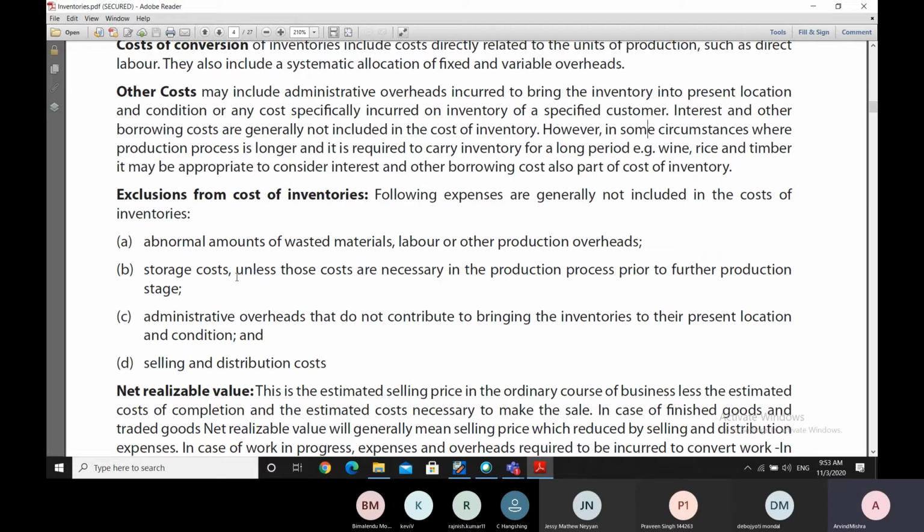in the cost of the inventory, because once the inventory is made, it is prepared, it is just kept somewhere. Now, if the inventory is kept somewhere, the storage cost will not be included in the cost of the inventory. If the inventory is being kept before it is sent to the subsequent production process, then that storage cost would be included. So third is administrative overheads that do not contribute to bringing the inventories to their present location and condition.